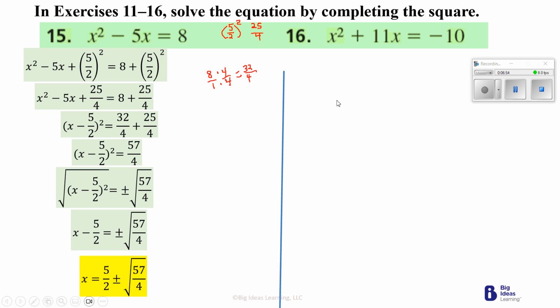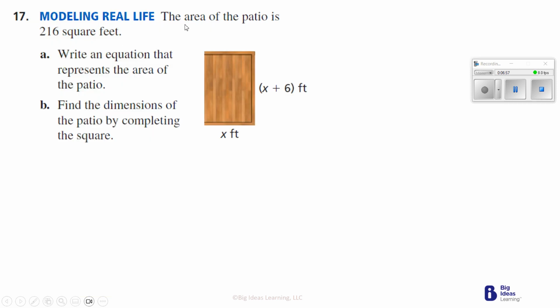All right, number 16 is yours to do. Number 17 says the area of the patio is 216 square feet. Write an equation that represents the area of the patio. Then find the dimensions of the patio by completing the square.